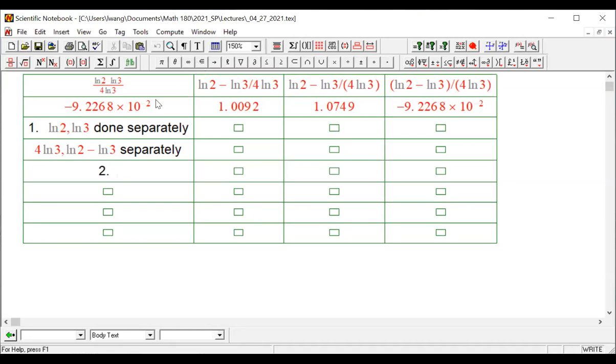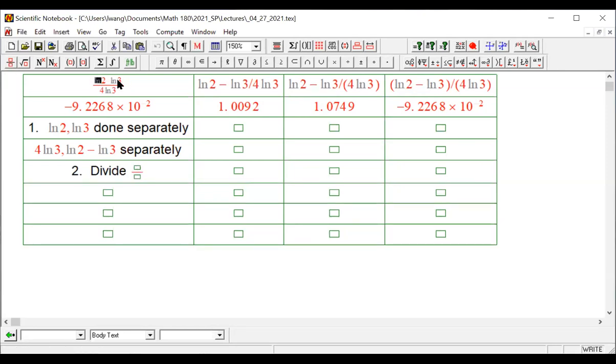Okay, and next, second step, number 2, is that we do the division. Divide. Divide will take what has been done in step 1, and we take what's been done in 4 times ln3. Do you follow me? All right. With that, you get the final answer.